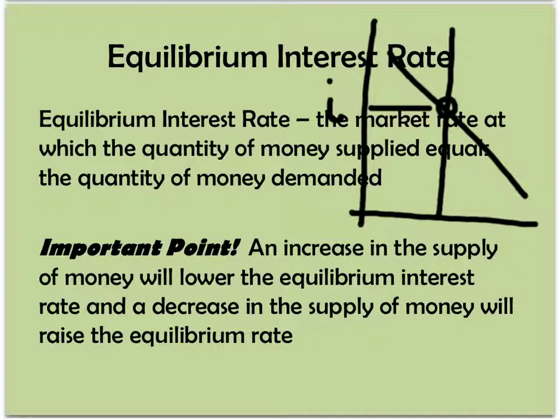Now, an important point about this: if we increase the supply of money, let's say the Fed moves it over here, look what happens. Our equilibrium interest rate goes down. If the Fed decreases the supply of money, look what happens. Our interest rate goes up.